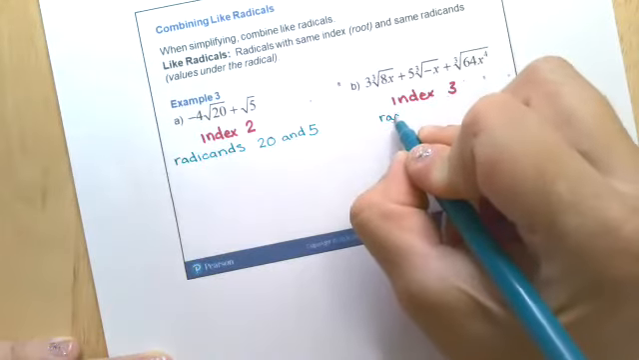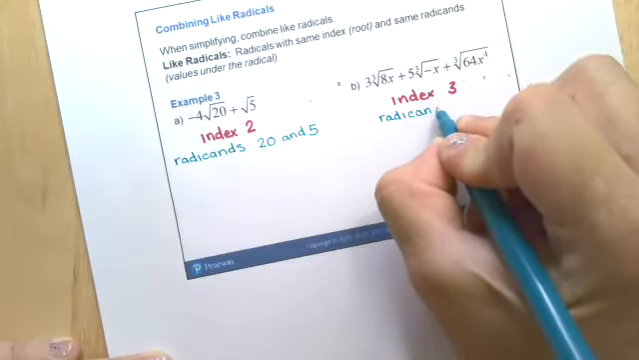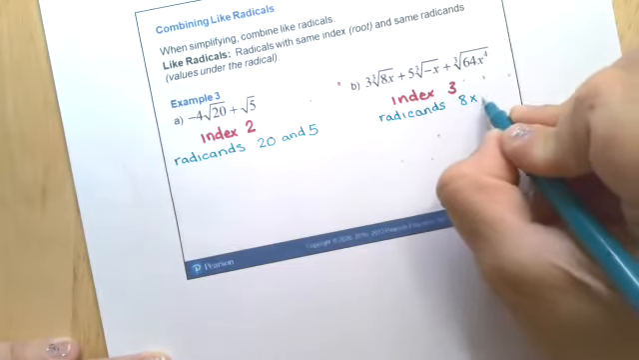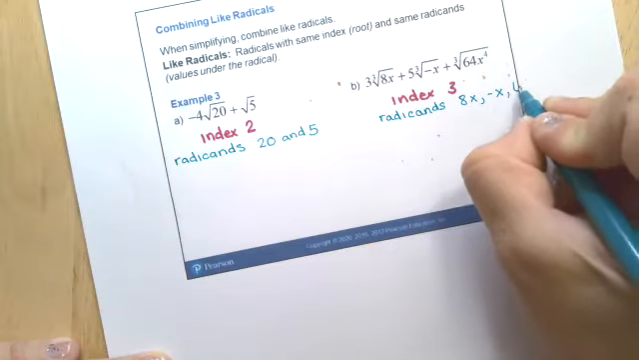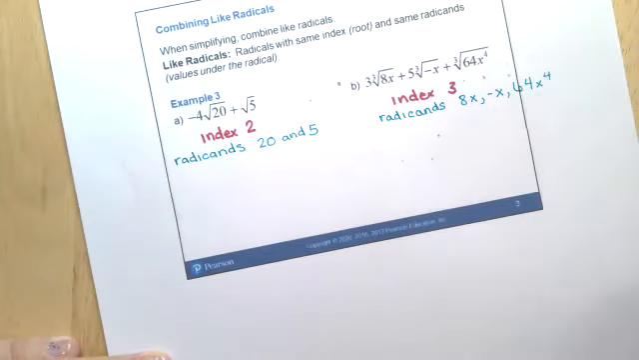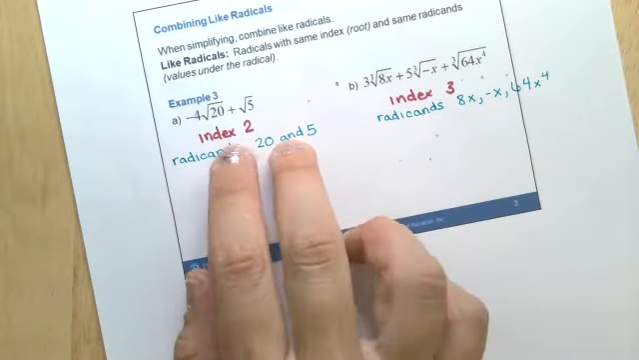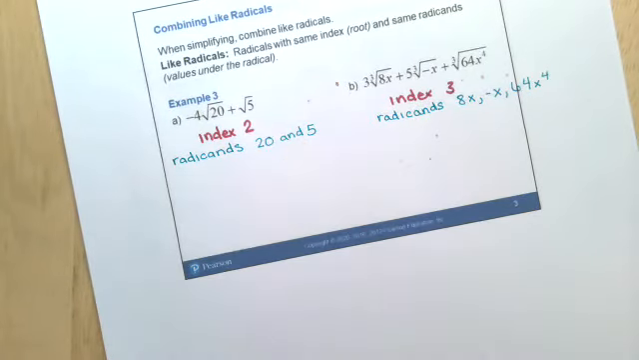Here your radicands are 8x, negative x, and 64x to the 4th. So those are very different. You want to find a way to give them the same radical.